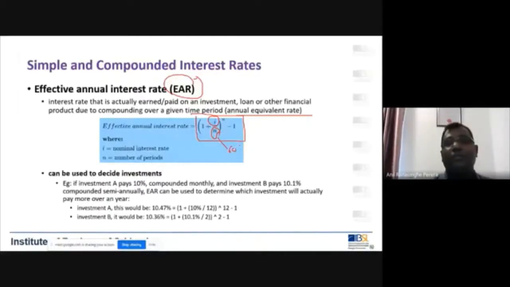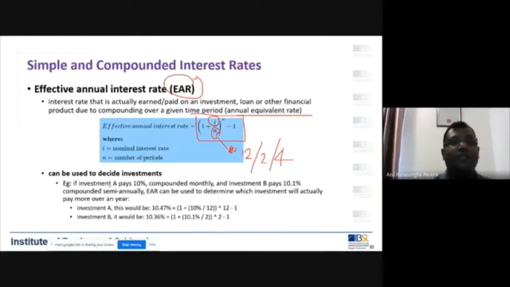If you are compounding for a monthly period, n should be 12. If you are compounding for a semi-annual period, 6 months, n should be 2. If you are compounding for a 3 months quarterly period, your n should be 4. Likewise. So here we have a very simple example so that you can understand the EAR concept.